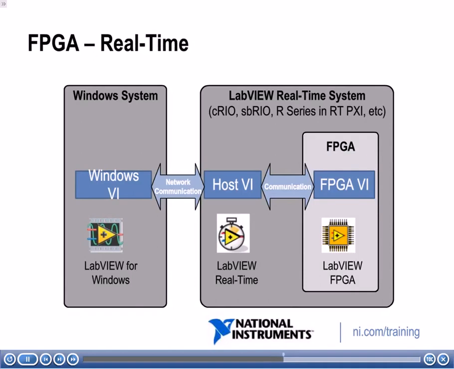Here we see what an FPGA with real-time system looks like. So if we look on the right, you'll see that there is a LabVIEW real-time system, okay? And the LabVIEW real-time system is running a real-time operating system. So this piece of hardware could either be a cRIO, a single board RIO. It could also be an R-Series that's running in a PXI chassis that is running a real-time OS. So if we take a look at that, again, we have an FPGA piece, and this is the FPGA hardware. Again, this is going to be running the logic that's defined in our FPGA VI. That FPGA VI is going to be able to communicate over the bus to a host VI that is running on your real-time operating system.